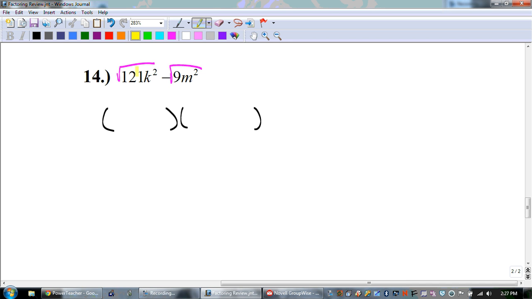So the square root of 121k squared is 11k. One's a positive, one's a negative. And then next I check to see what is the square root of 9m squared. And that is 3m. And that's it. 11k plus 3m and then 11k minus 3m.